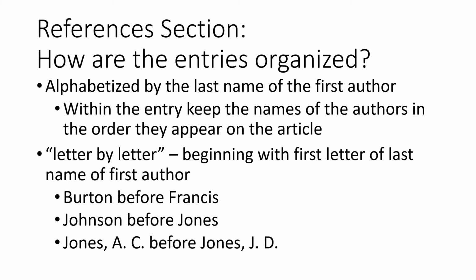When we compile the reference entries for the references section, they're organized in alphabetical order by the last name of the first author. Remember that the entry itself always keeps the author's names in the same order they appear on the article. We don't rearrange them there. This slide includes a few examples of letter-by-letter alphabetization. I know you know how to put things in alphabetical order, but the phrase letter by letter sometimes makes it seem more complicated than it is.